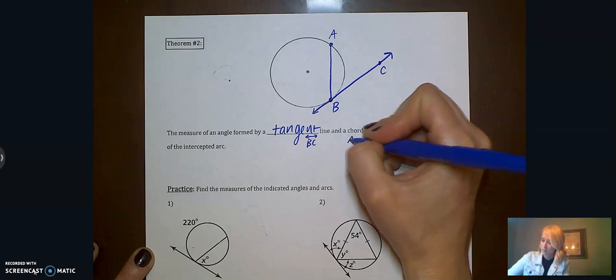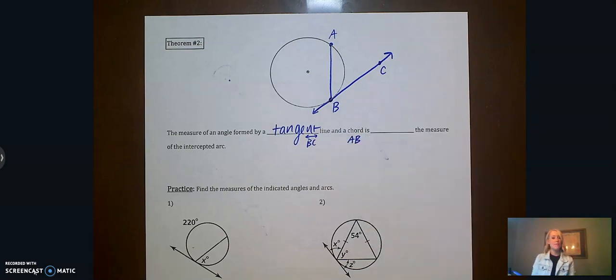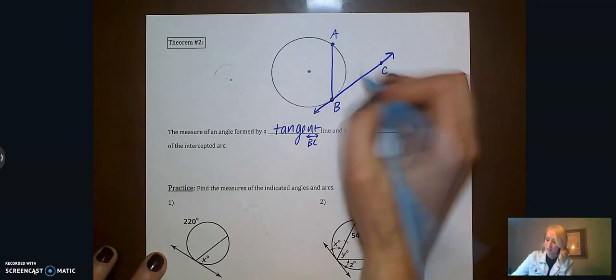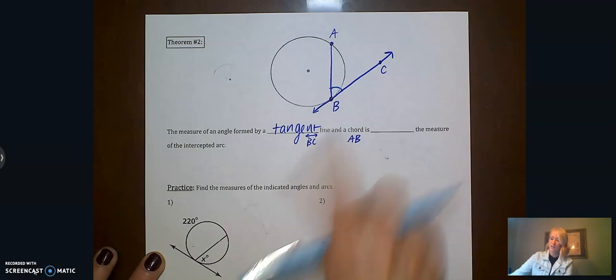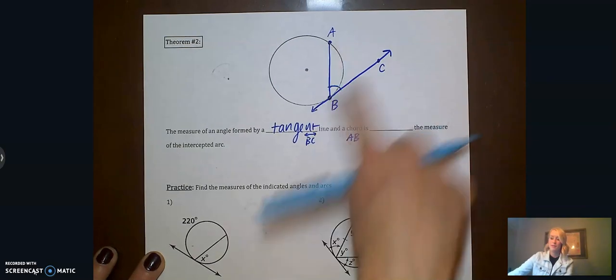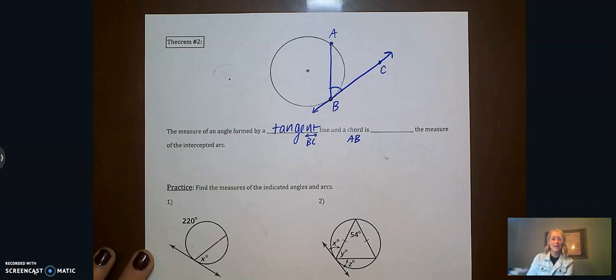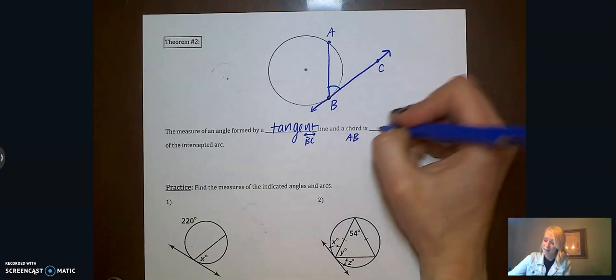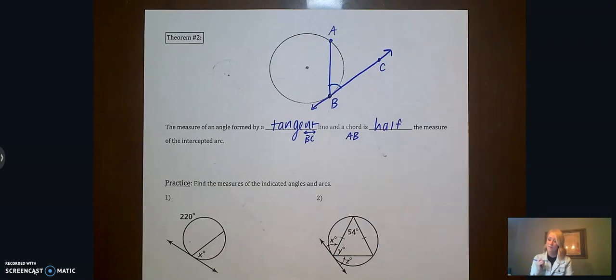So the chord's going to be AB. The measure of that angle formed by the tangent line and the chord, this is what they're talking about, that angle right there, like ABC. Just kind of like how we saw on the front, that angle right there is half the measure of the intercepted arc here.